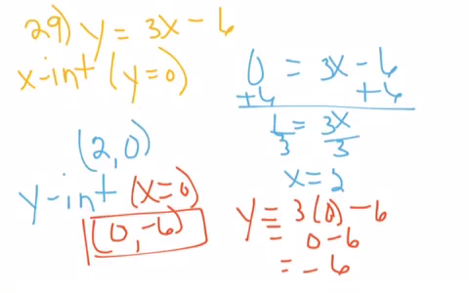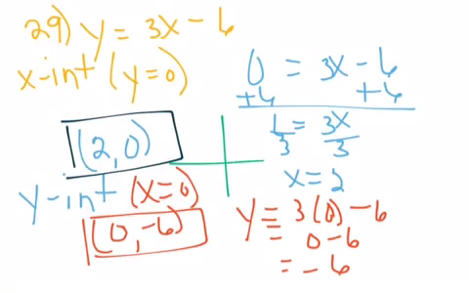And the last part of the instructions is to graph those. On your graph, 2, 0 means to go right 2 and up 0, and 0, negative 6 means to go 0 right or left from the origin, but to go down 6. And it says to graph the line, so that means I connect those with a line.